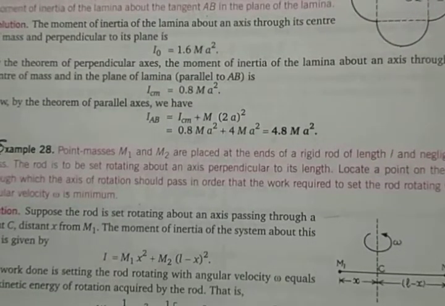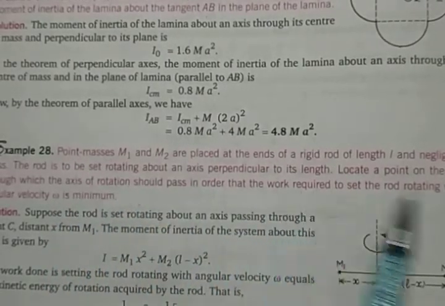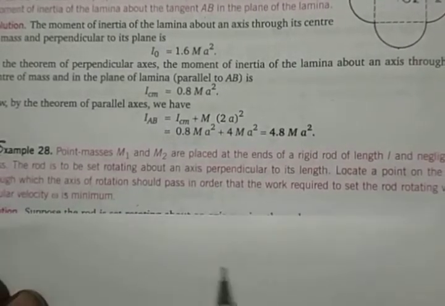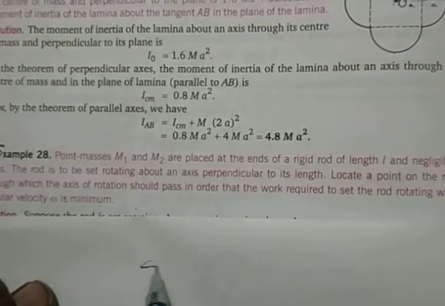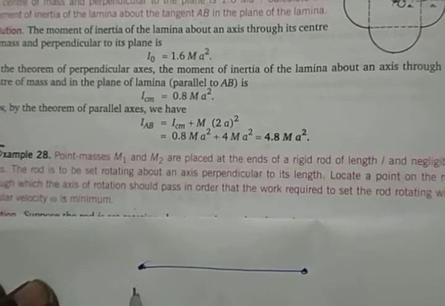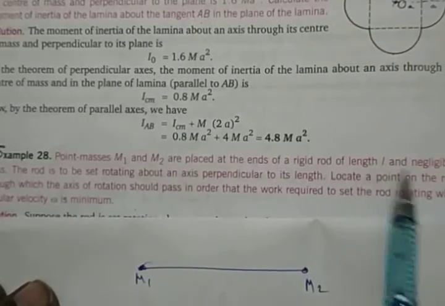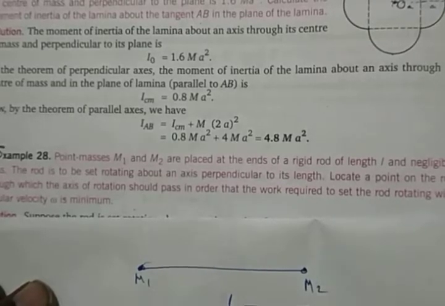This question is a little tricky, but it is also a pretty easy question. Point masses M1 and M2 are placed at the ends of a rigid rod. So there is a rod like this. M1 is placed here. M2 is placed here. Of length L, the rod's own mass is negligible.